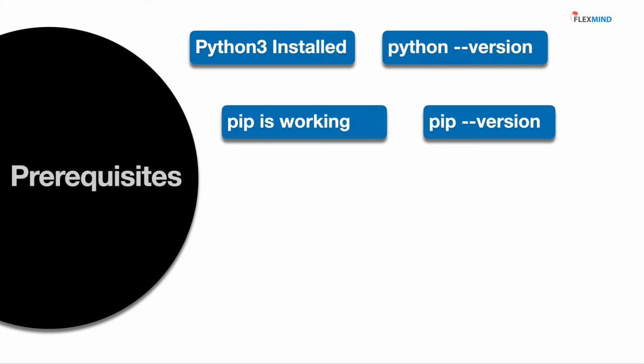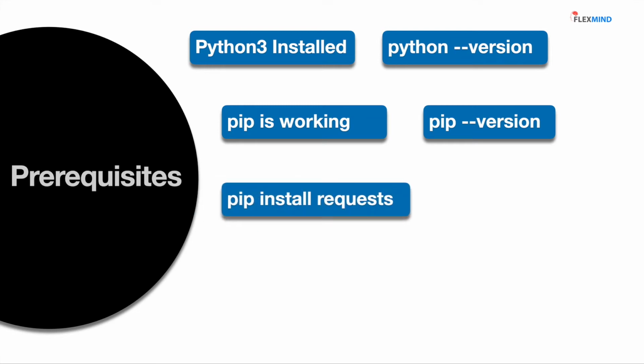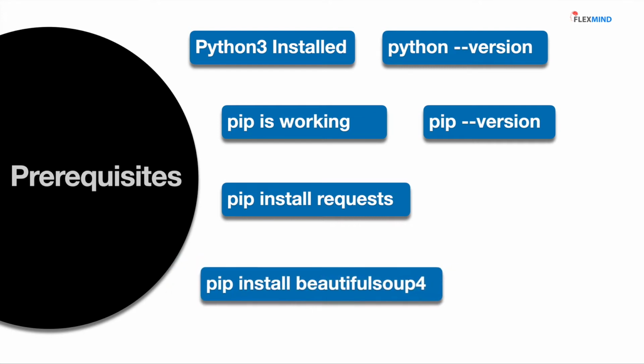And we need two modules to make our script work. First is the requests module, so use pip install requests. And we need Beautiful Soup 4 as well, to turn that gibberish content into proper HTML content. And then we will extract the text of all that HTML content using Beautiful Soup 4. So without further delay, let's go to the code.